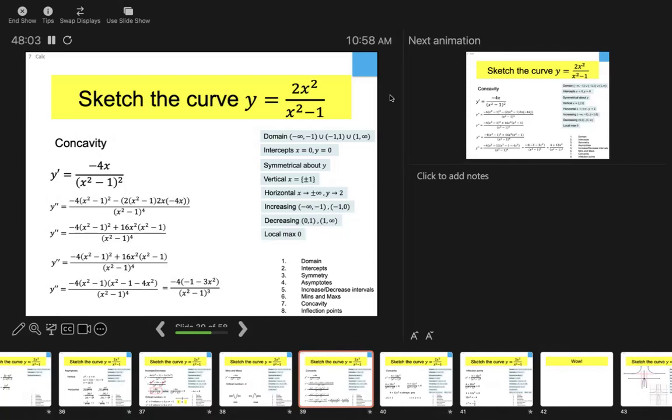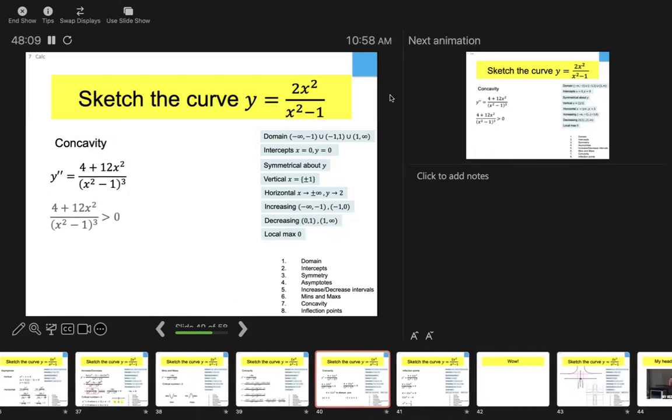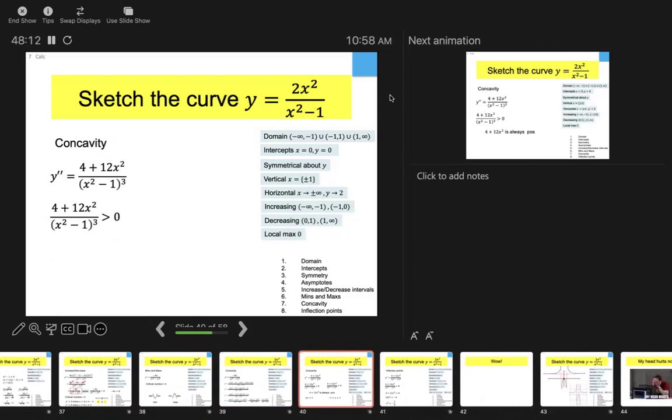Cool. What are we supposed to do with that for concavity? Set it equal to 0? And then find out where it's positive or negative, right? Yeah. Okay.